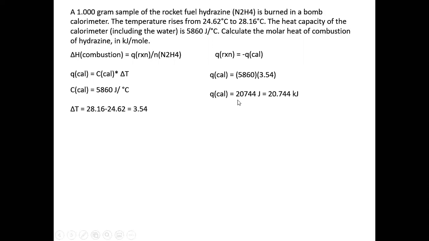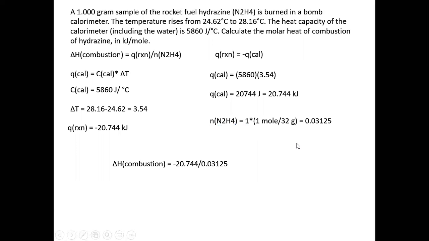So we know the heat capacity of the calorimeter, we know delta T, we can find Q of calorimeter. Now again, I went ahead and converted it to kilojoules because it's going to want it in kilojoules per mole. Now that we know the Q of calorimeter, we take the negative of it and we get the Q of reaction. Next thing we need to do is find the moles of hydrazine. And so we take the mass divided by the molar mass, we get the moles of hydrazine. Now we can find delta H of combustion, and you see we get negative 663.8. And the negative sign is important because for heats of combustion, you're releasing energy.